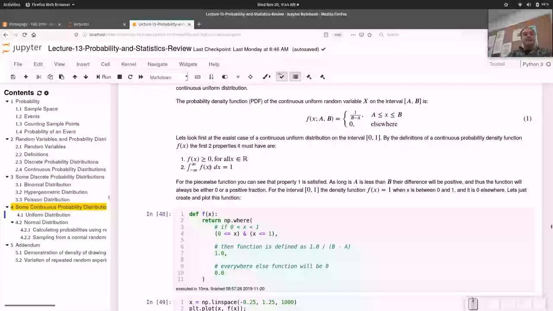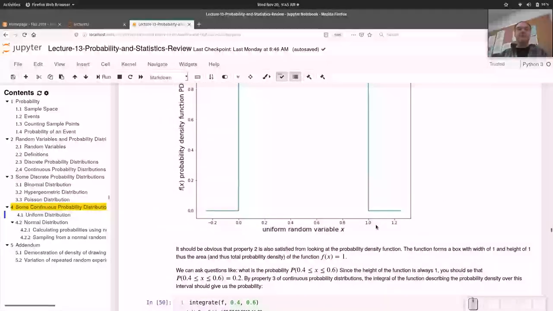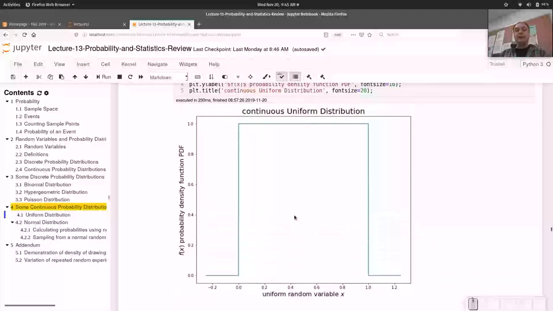Remember, a continuous probability distribution had three properties, basically. The first two were that the probability density, where we use small f of x to mean the density for our probability distribution, has to be greater than or equal to 0 for all x in the real numbers, so for all x from negative infinity to infinity, right? You should see that that's the case. It's 0 for most of it, everywhere below 0 and above 1, the probability density is 0. And then everywhere else, it's 1. So it is greater than or equal to 0.